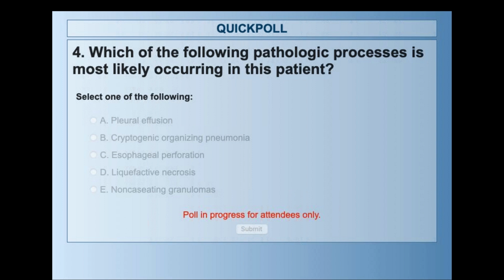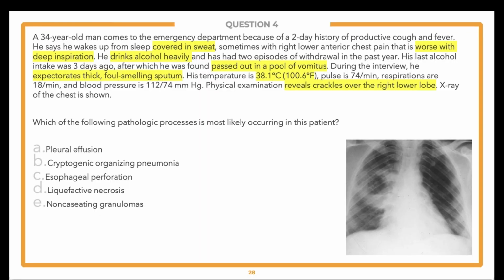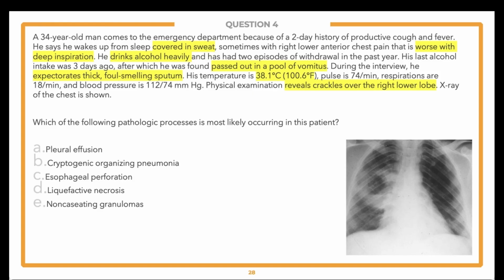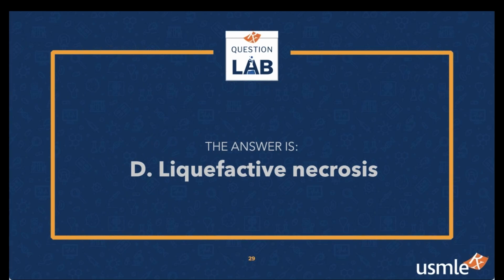Over 88% of you have voted, so I'm going to go ahead and close the poll. And let's take a look at the results. Okay, so almost half of you went with answer choice B, cryptogenic organizing pneumonia. And we've got a fairly even split amongst the other choices, although I guess liquefactive necrosis came in second. And then the other 3 answer choices all pretty much split third place. Okay, interesting. Let's see how we did. So I'm going to hide the results and we're going to share the answer. And the answer is answer choice D, liquefactive necrosis. So that was the second place vote getter.